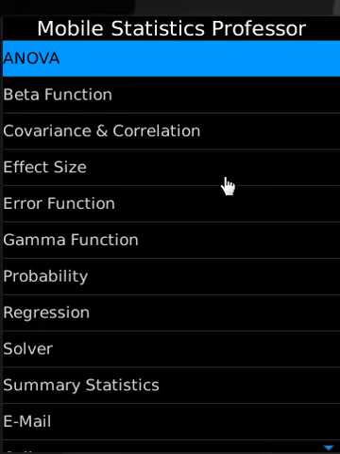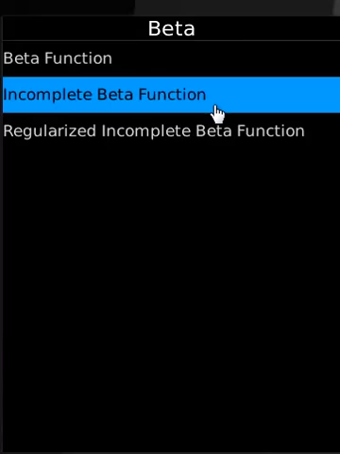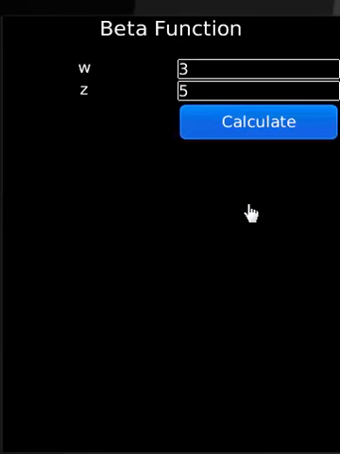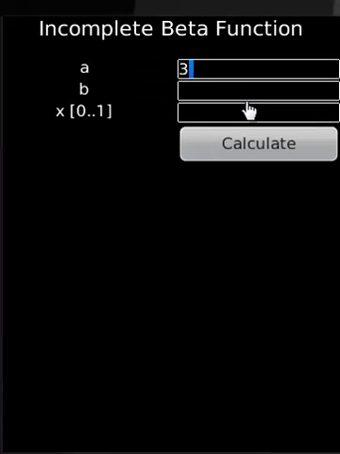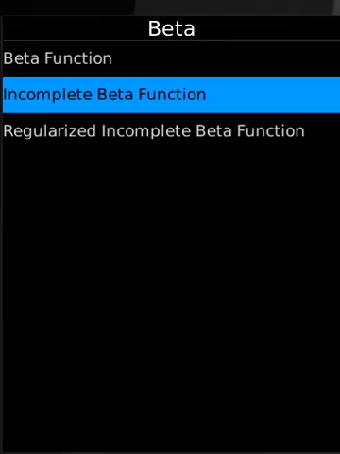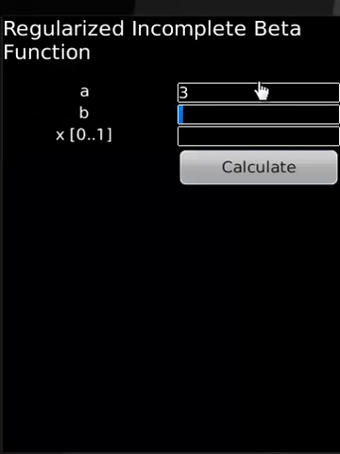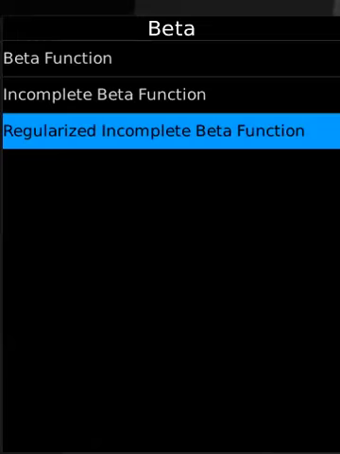Now beta function, incomplete beta function, regularized incomplete beta function. So now let's go to the beta function. We entered the data points, so let's see, and this is what we get. So incomplete beta function, we are entering the data points here. Okay, regularized incomplete beta function, so 35.2, this is what we get.